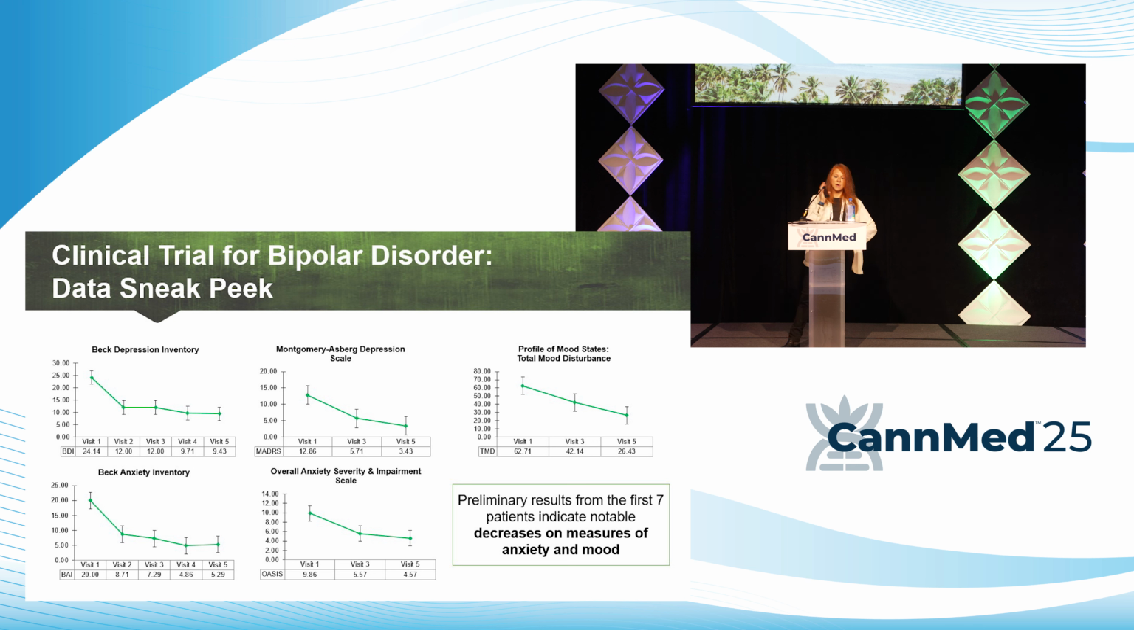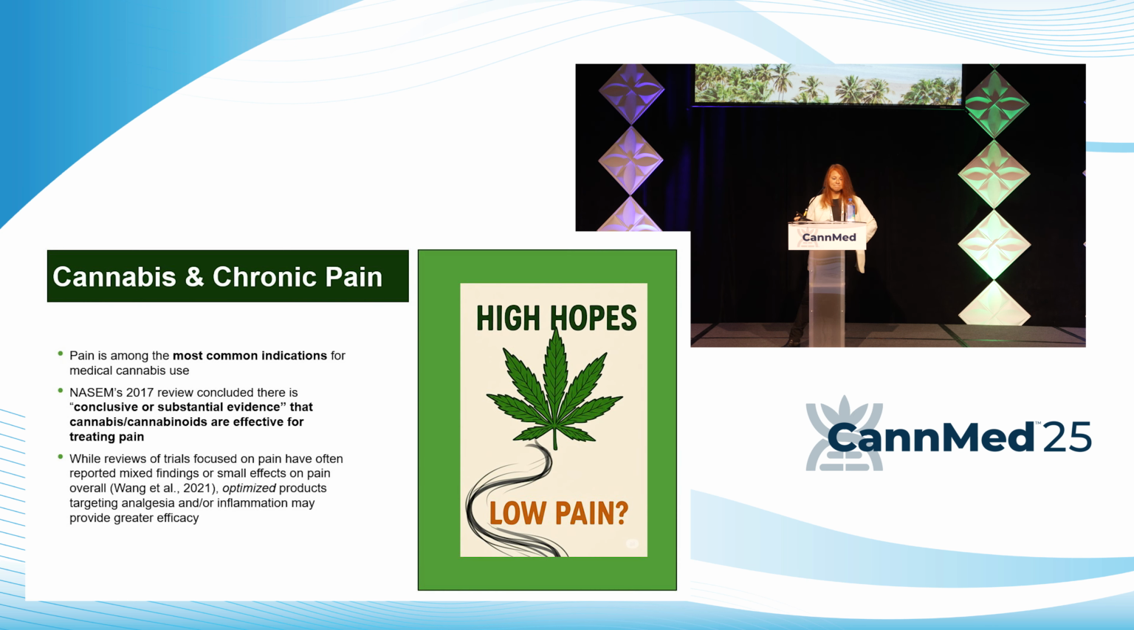Beck Depression Inventory, Montgomery-Asberg Depression Scale. It's an examiner-driven scale of depression. Profile of Mood States all across the top. Look at those numbers going down over time. Beck Anxiety Inventory and the OASIS also going down. So, decreases on measures of anxiety and mood over 4 weeks of treatment. Really pretty stunning.